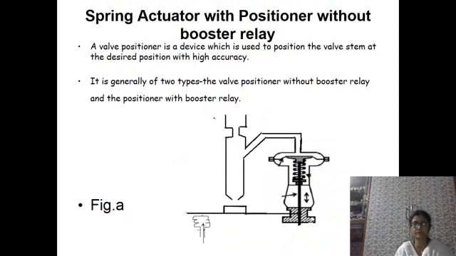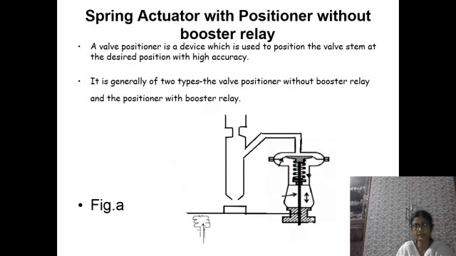booster relay is used. A valve positioner is the device which is used to position the valve stem at the desired position with high accuracy. It is generally of two types: valve positioner without booster relay and with booster relay. Booster relay is just to amplify the output signal coming from the controller. So this is without booster relay.